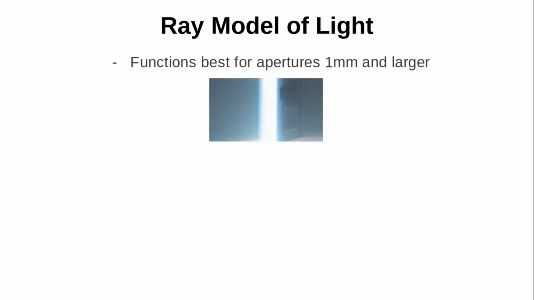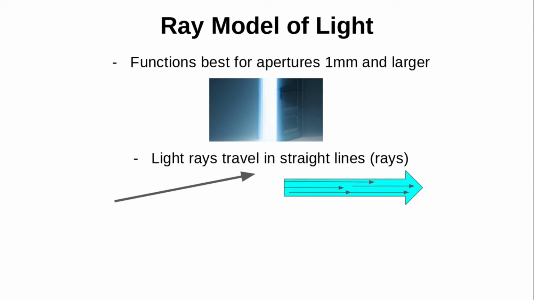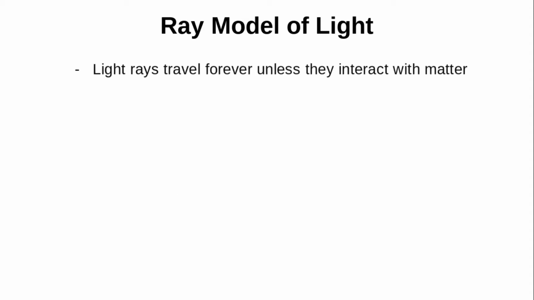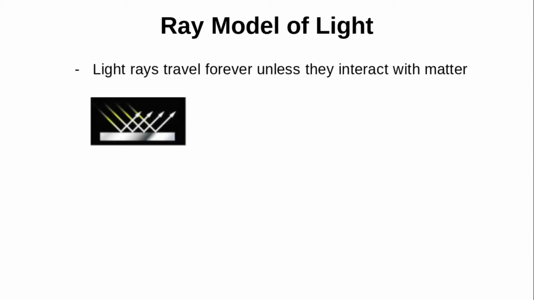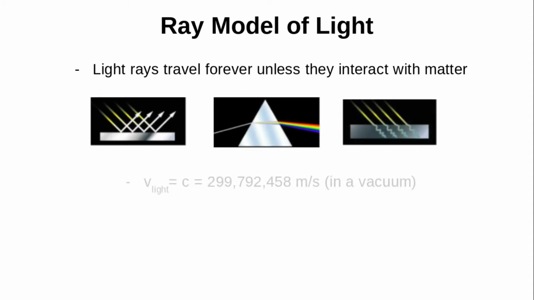The ray model of light represents how we experience light in our day-to-day lives. This model functions best for apertures or openings of 1 millimeter and larger. This model says light travels in straight lines called rays, indicated by arrows. Each arrow represents a multitude of parallel rays that move in the same direction. Rays do not interact with each other in space. However, light rays do interact with matter. They might reflect, refract, or be absorbed depending on the circumstance.